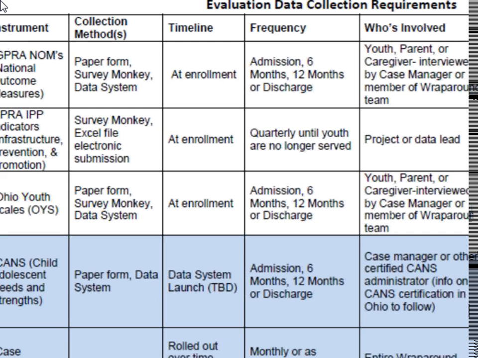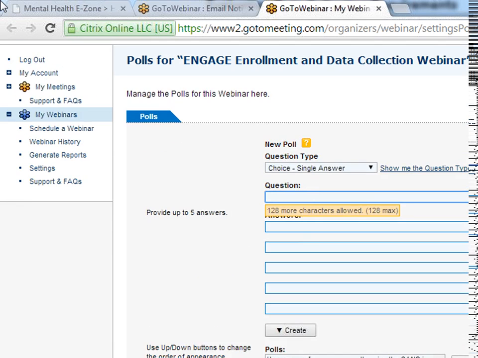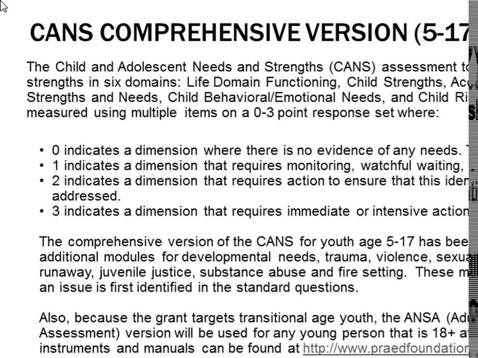At this time, Chris and I decided that we wanted to do a little poll. I wanted to ask you guys how many of you are currently using CANS in either your agency or your county. All right, looks like about everyone's finished. It seems only about 7% of you are currently using CANS, and this is kind of what we expected.